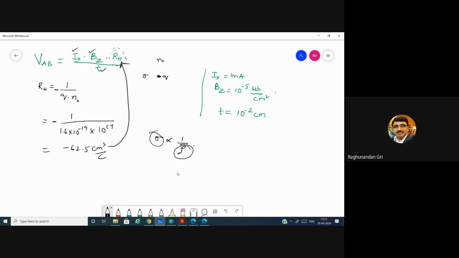Now you just substitute it here and tell me the answer. VAB. We know Ix, we know Bz, we know RH, we know T. What is Ix? Current. What is Bz? Magnetic field. RH, Hall coefficient. What is T? Thickness of the slab. Whatever we are considering, the n-type material, that thickness. Don't always consider T as time. It can be thickness also. Okay, now substitute and tell me.